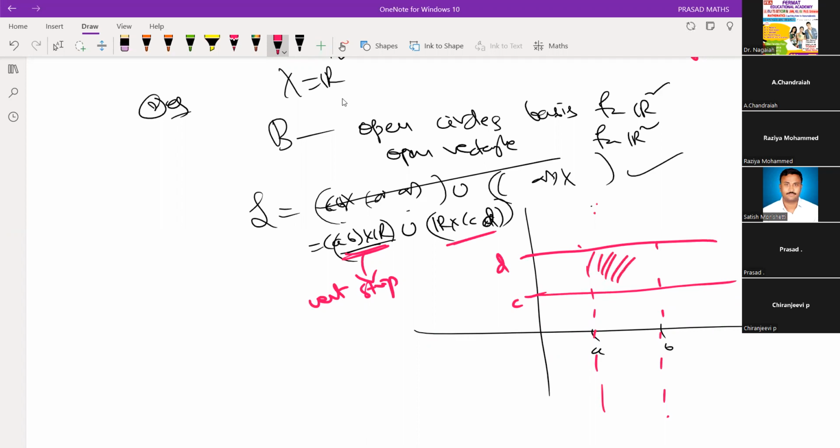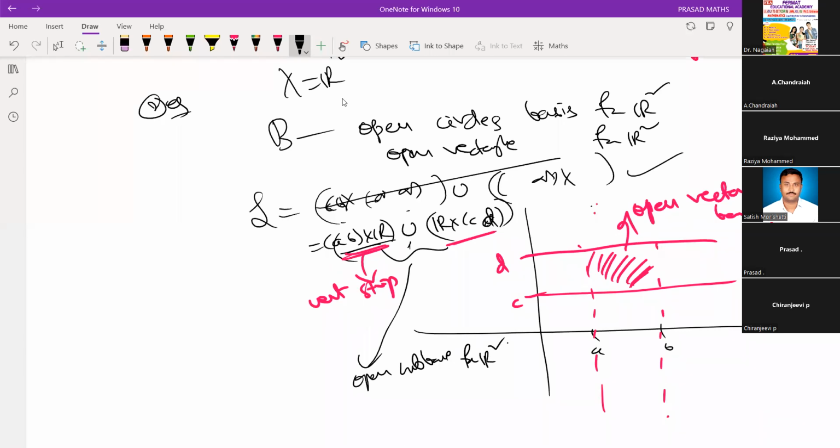So what is the intersection? Anybody? This is an open rectangle. So it is a basic open set for R2. So hence it is an open subbase for R2. Right? So if you do the finite intersection of members of script S and you get a basic open set, then that collection is nothing but an open subbase. That is the idea. If you take any finite intersections and you get a basic open set, then that collection is an open subbase.